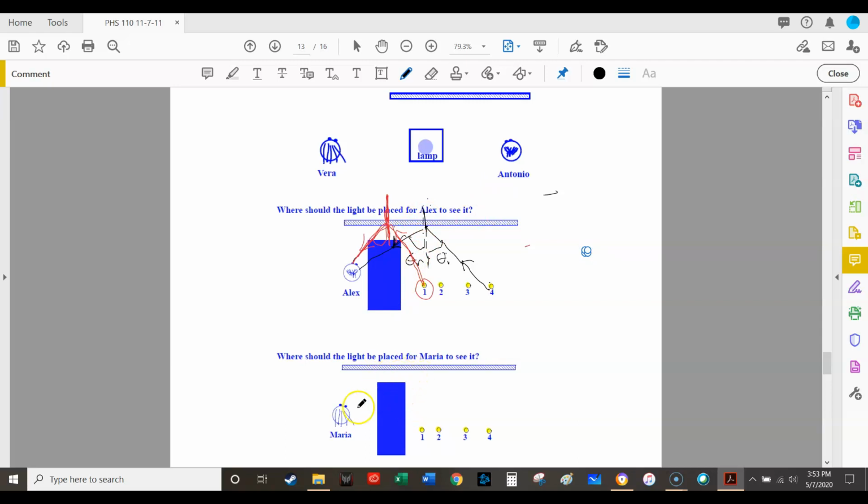All right. Well, again, light source number 4 is going to come up.